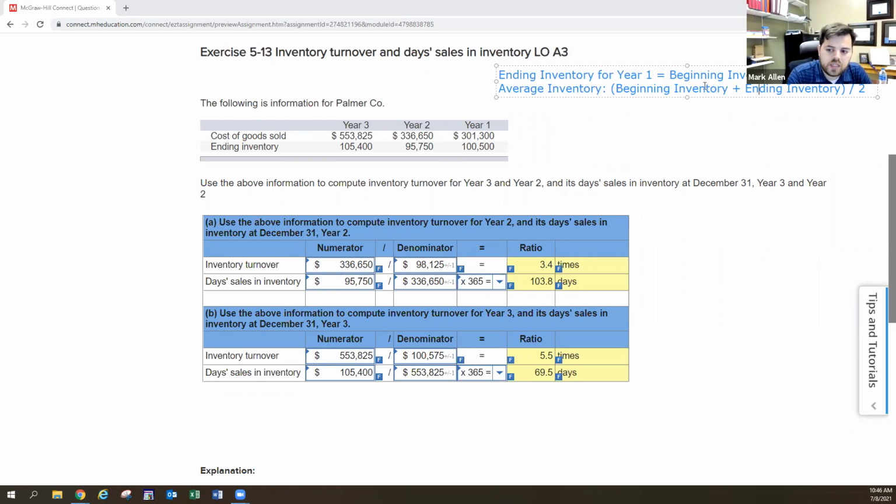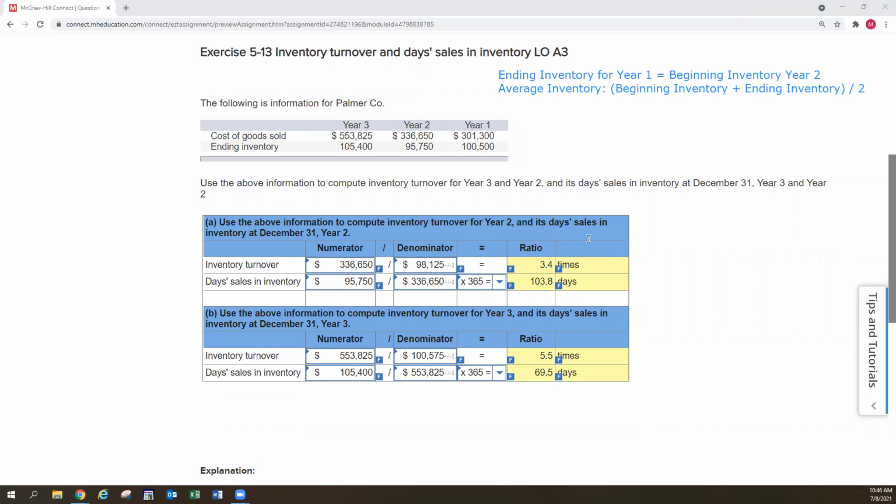Because of that, we have established that ending inventory for year 1 is beginning inventory for year 2. So we can take this right here plus that right there, which is actually ending inventory for year 2, and divide that by 2. That's where the 98,125 comes from. Then, of course, my days sales in inventory.